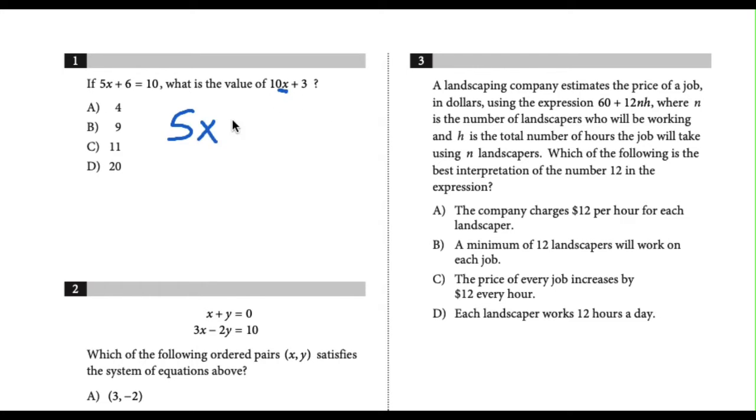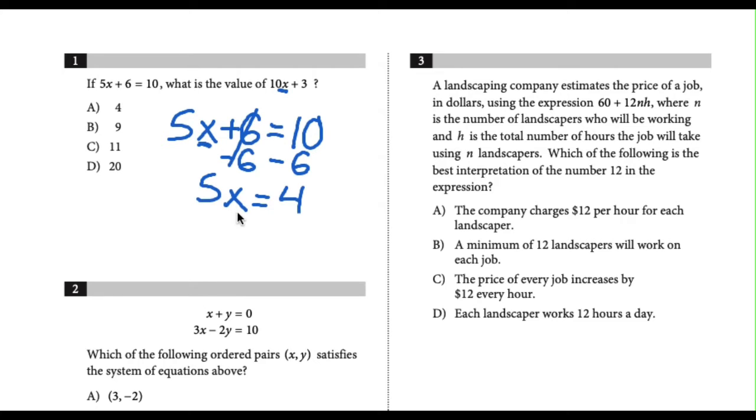So we have 5x plus 6 equals 10. In order to get x by itself, first we're going to subtract 6 on both sides. Then we're going to have 5x equals 4. And to get x by itself, we need to divide each side by 5. Finally, we get x equals 4 over 5.